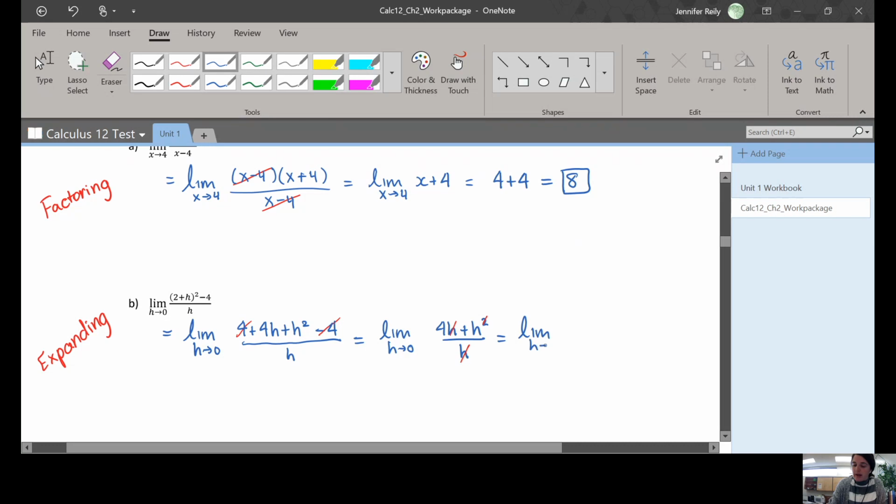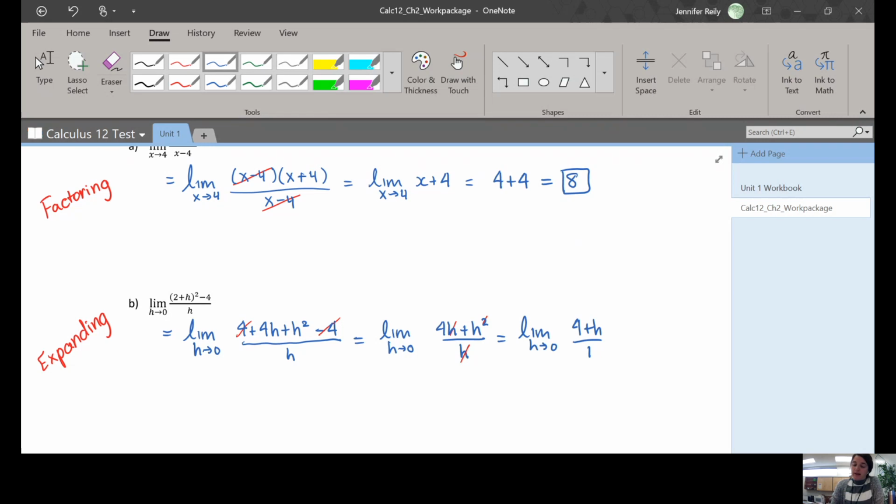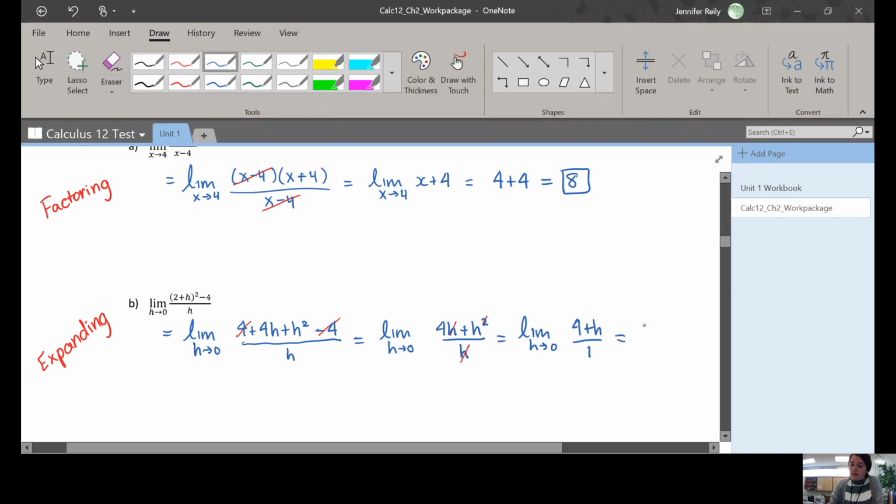We have not evaluated the limit yet, so I still need to write it. It'll be 4 plus h. And on the bottom, you can write 1 or you can just leave it blank. And now I can plug in h equals 0 because it's going to be defined. So I can use the direct substitution property, and I get 4. Okay, so this function approaches 4 as h approaches 0. So that's the second strategy, which would be expanding. So sometimes if the numerator or denominator is already kind of factored, then you want to expand it and see if that leaves you with something that you can cancel.